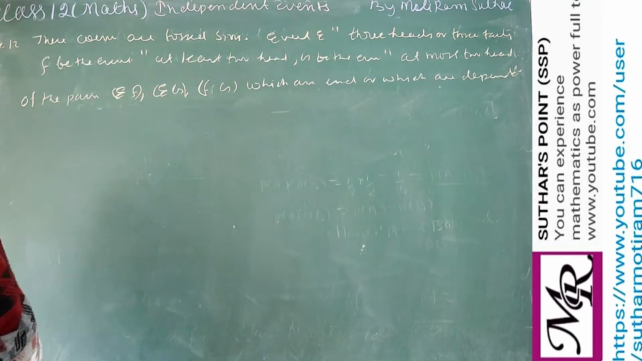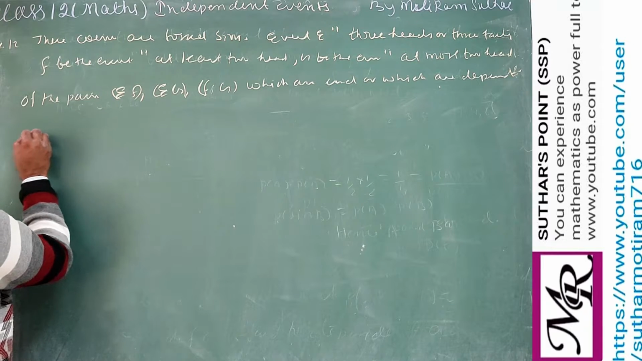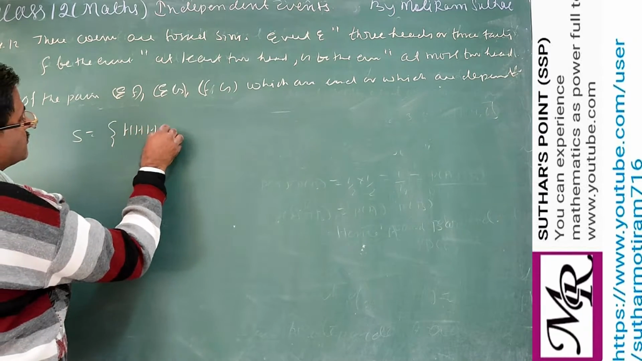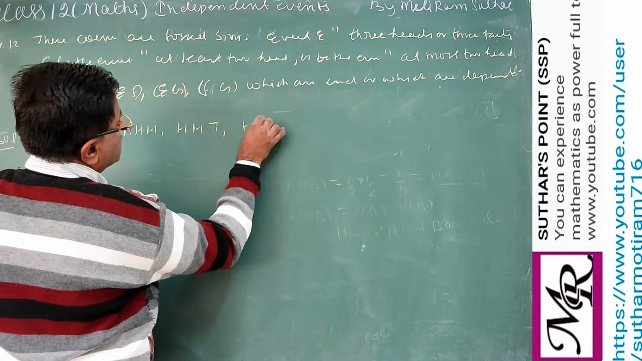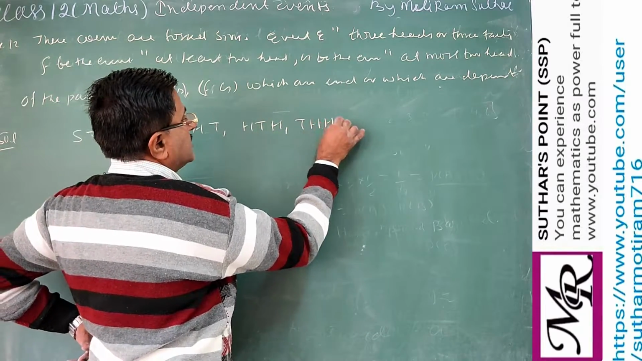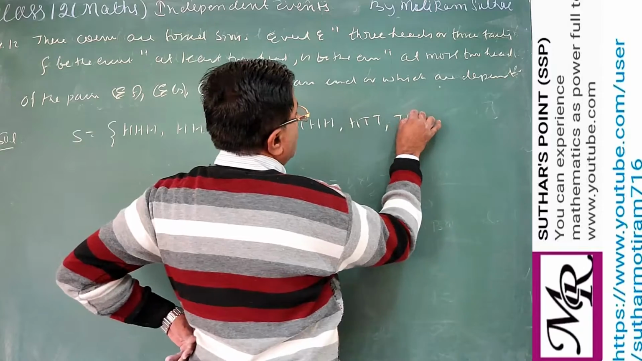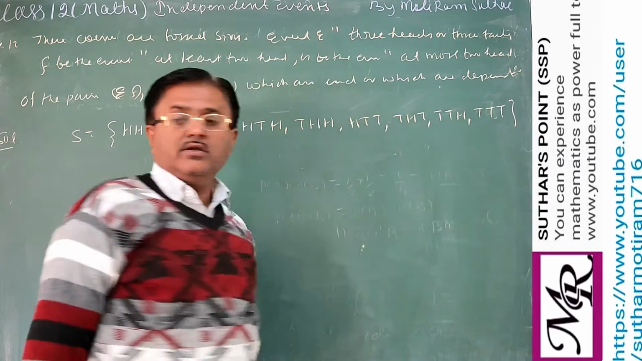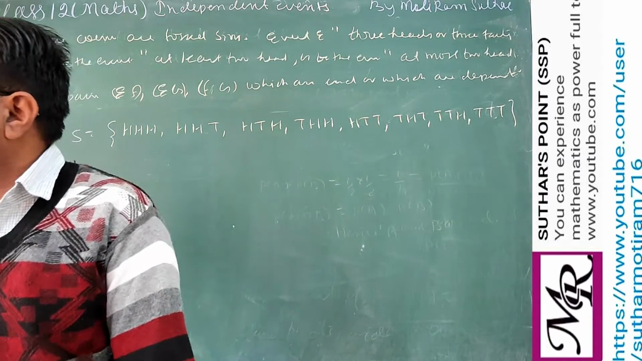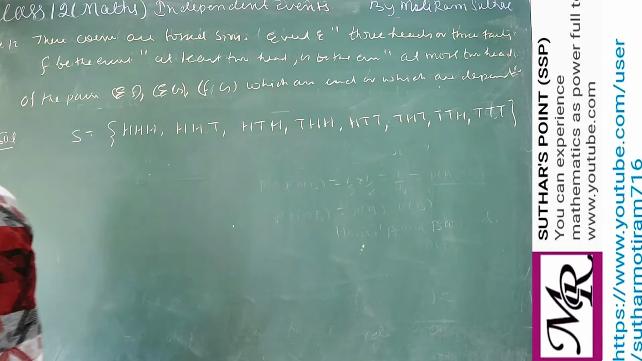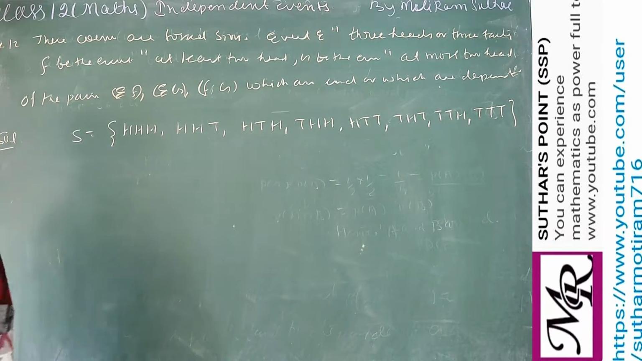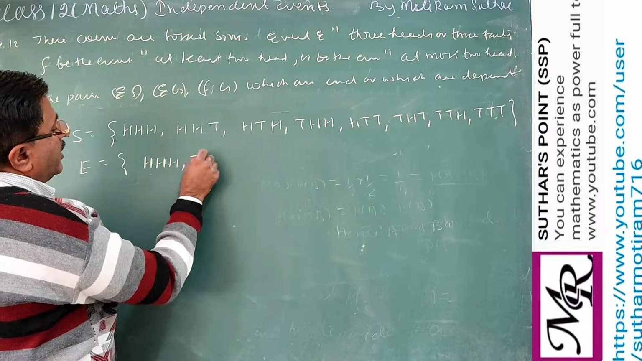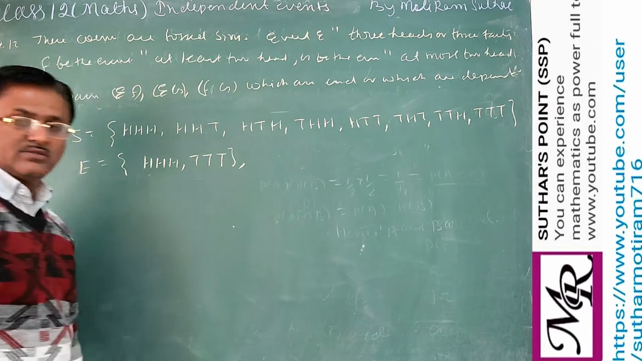So first of all we write all the events. We are tossing 3 coins 1 time. It means the sample space S is equal to HHH, HHT, HTH, THH, HTT, THT, TTH and TTT. All 8 outcomes represent the total possible outcomes of the sample space. Now we consider our events. Event E says all 3 are heads or tails. So there are 2 possible outcomes.